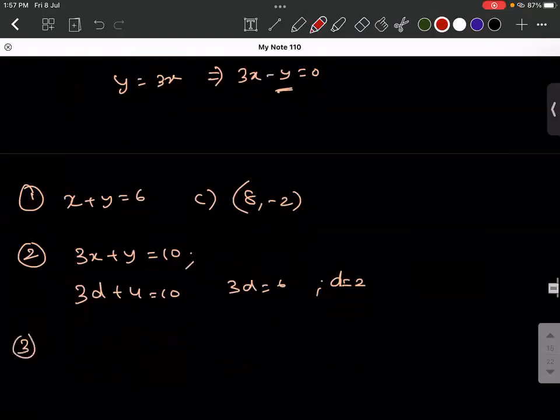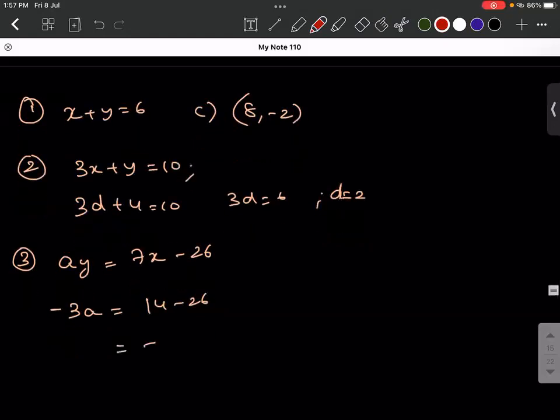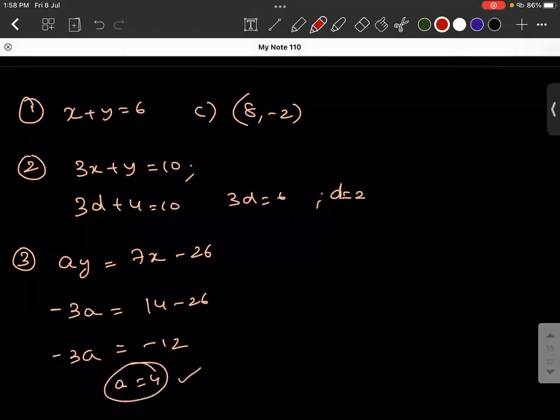What about the third one? If the point 2 comma minus 3 lies on the graph ay is equal to 7x minus 26, the value of a is minus 3a. Be careful. Option 4 is the answer. Right? You could solve that faster.